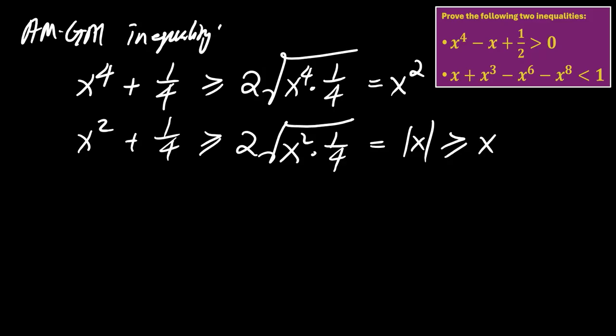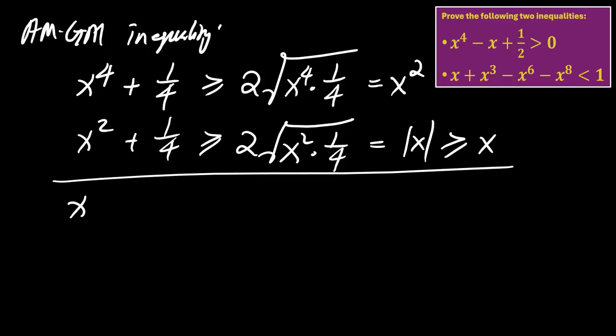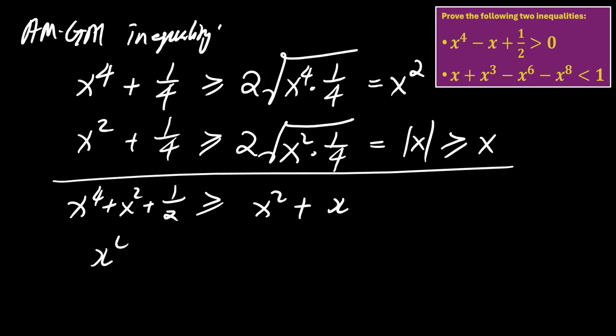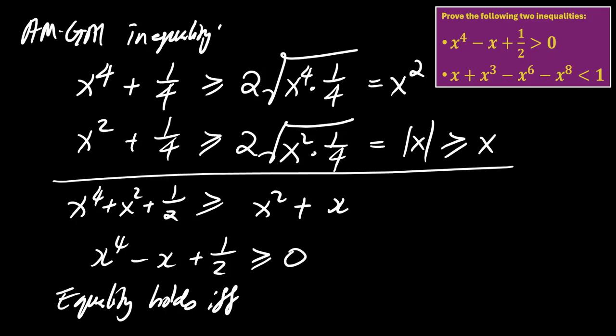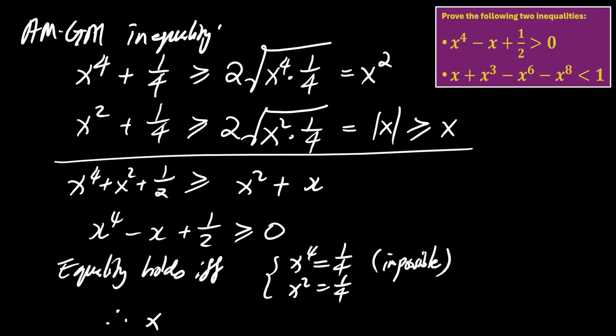Take the sum of these two inequalities. We will have x to the power 4 plus x squared plus half greater than or equal to x squared plus x, which means that x to the power 4 minus x plus 1 over 2 is greater than or equal to 0. Equality holds if and only if, for the first inequality, x to the power 4 equals 1 over 4, and for the second one, x squared equals 1 over 4. And this is impossible, which means that x to the power 4 minus x plus half is always positive.